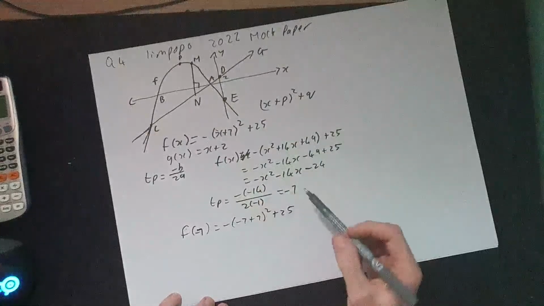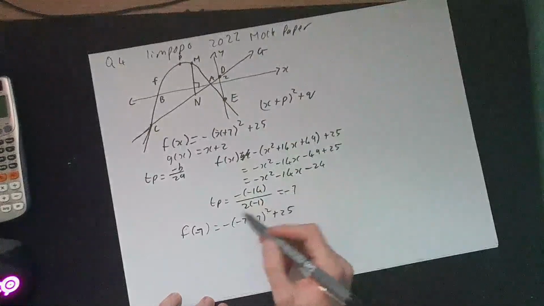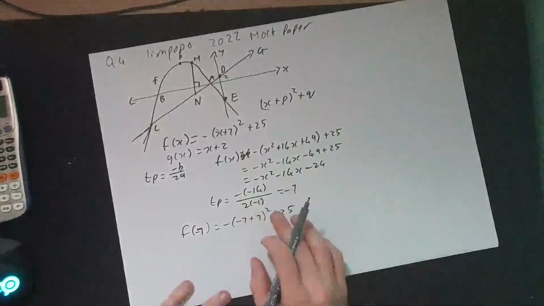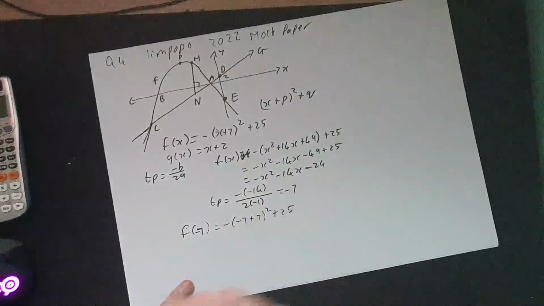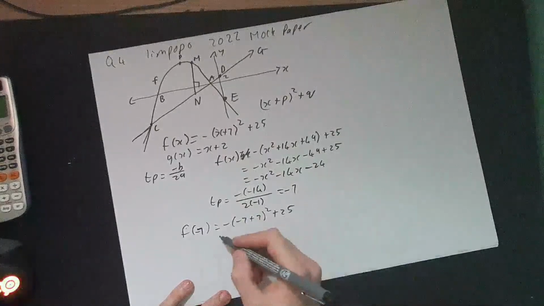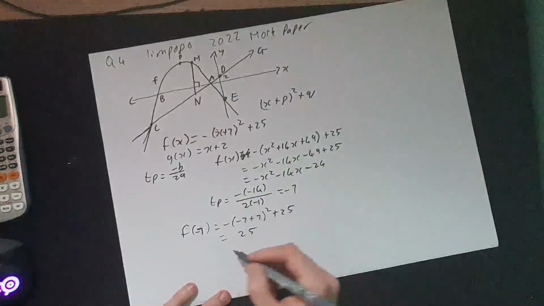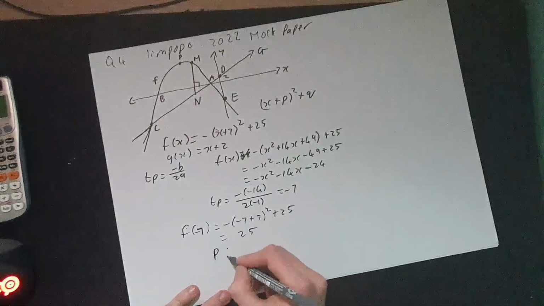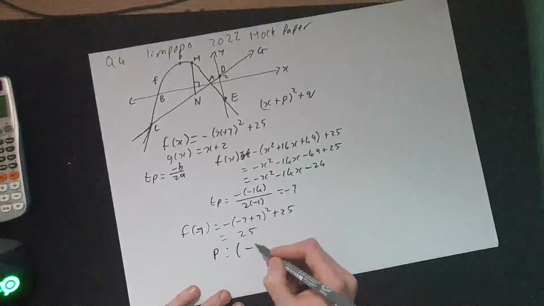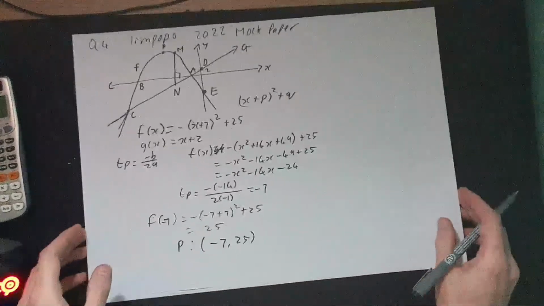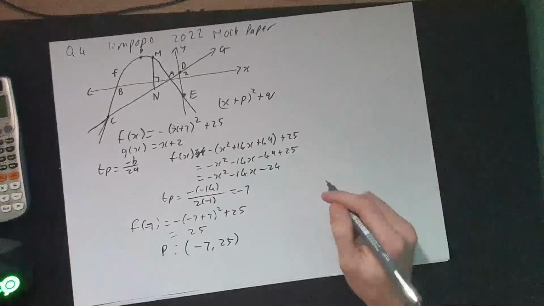So what do we notice? The turning point is where this is essentially equal to 0, and then that point over there. So you're going to get this equals 0, so you just end up with plus 25. So your turning point for P is going to then be negative 7 and 25. Okay, so that's the turning point.